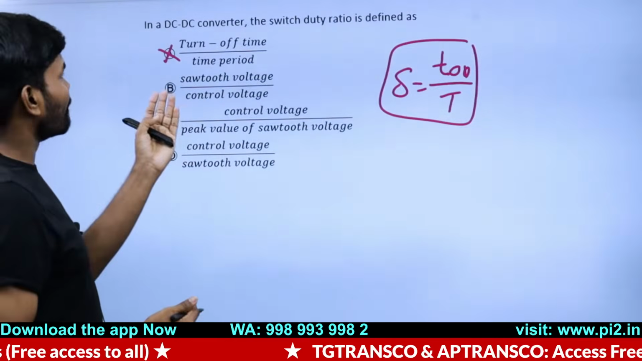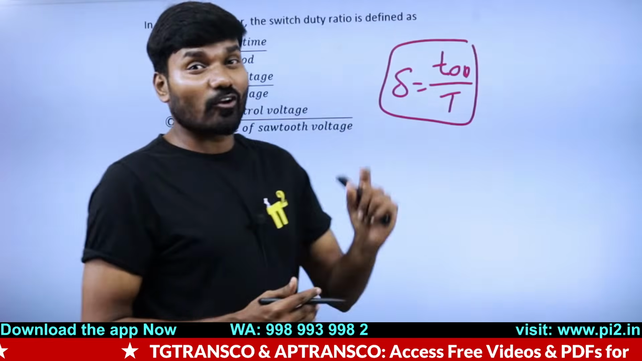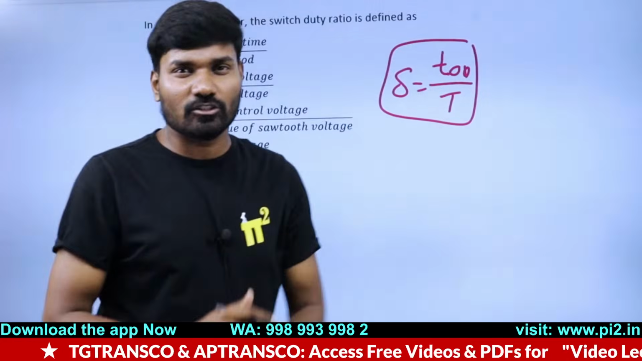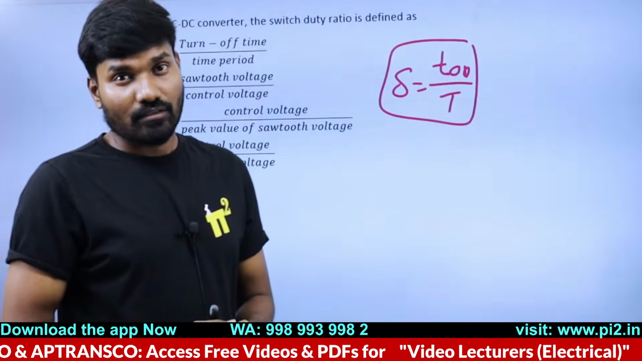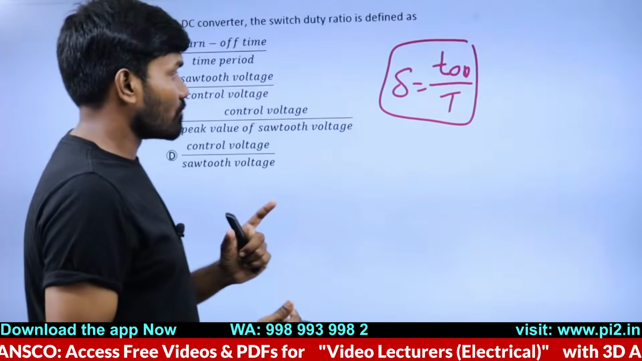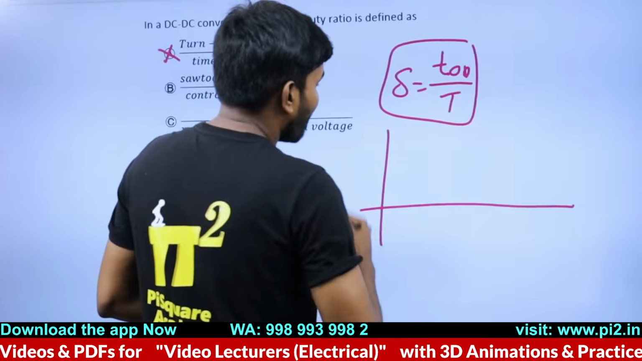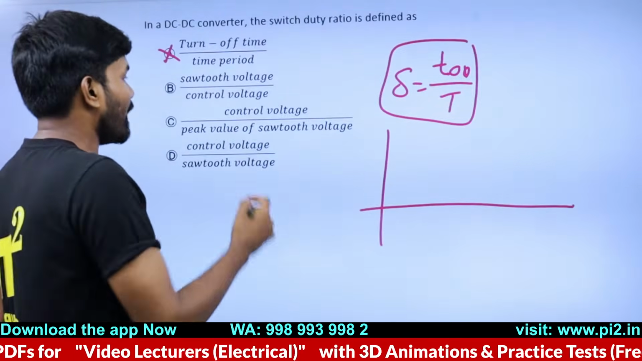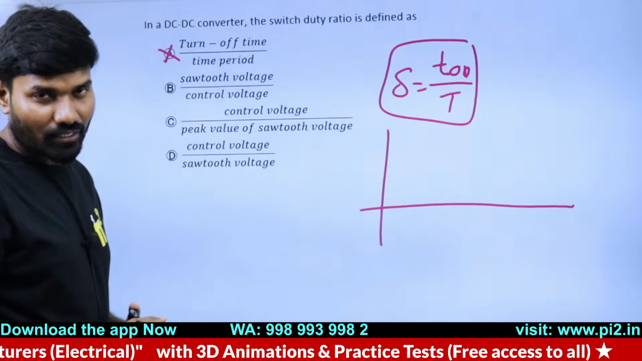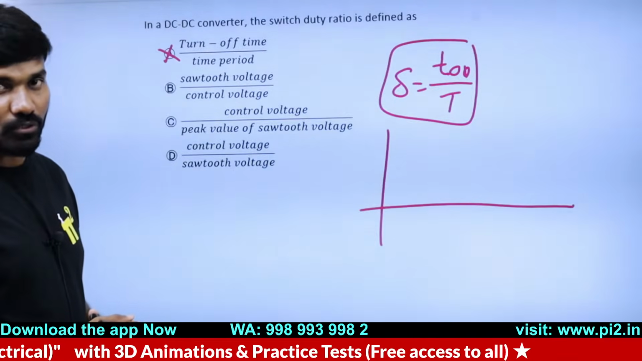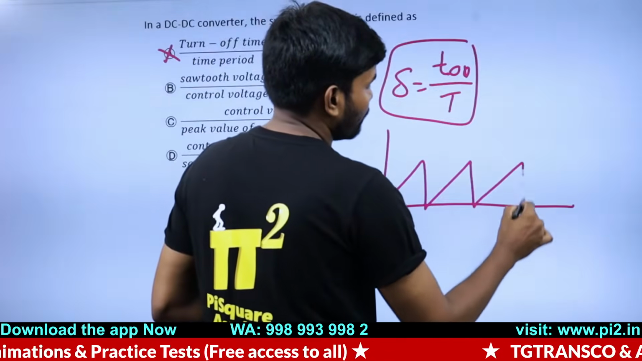You'll get confused again. It is saying something about sawtooth, control, what are these? I have discussed all of these with the help of beautiful simulations also. Pulse generation, how pulses are getting generated. Everything I explained in the course. So in case of PWM technique, pulse generation is happening by comparing control voltage and sawtooth voltage. Suppose I'm just drawing a sawtooth like this.